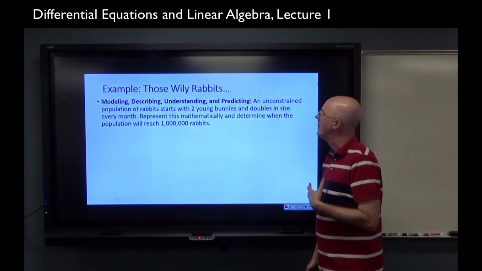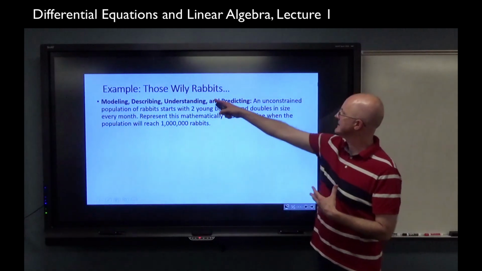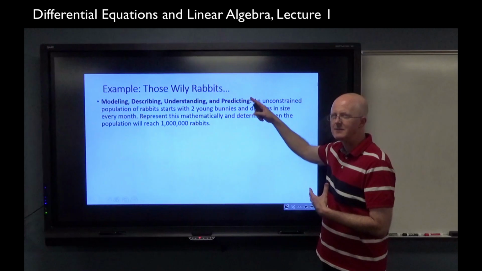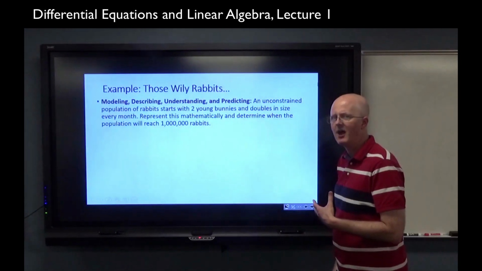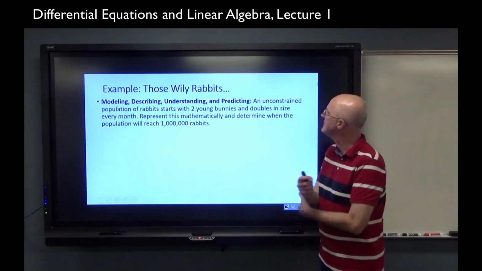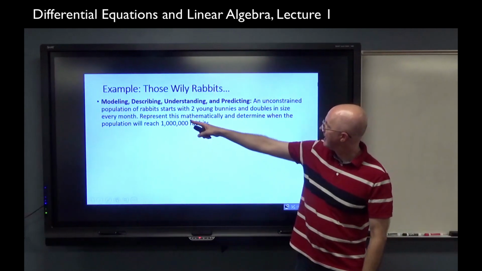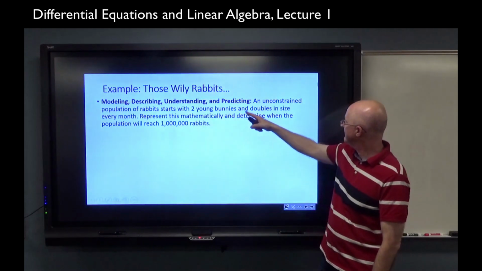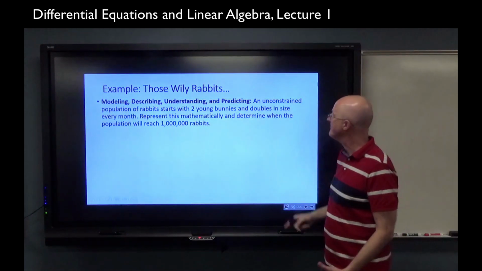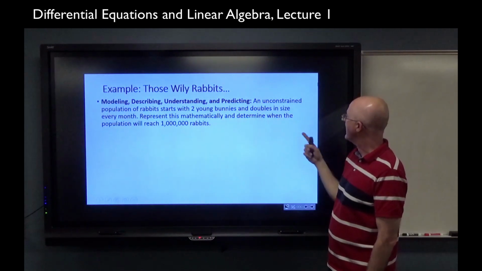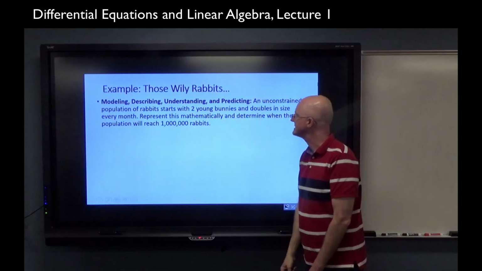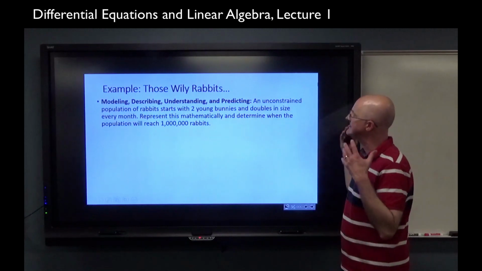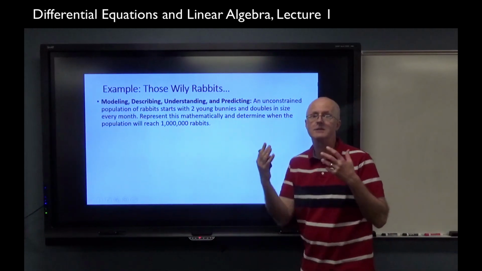Here we go. Modeling. By the way, that says those wily rabbits. Okay, and there's a little bit of relationship to Elmer Fudd and Bugs Bunny there, if you know what I'm talking about. Modeling, describing, understanding, and predicting. Remember our big theme. Here's the situation. An unconstrained population of rabbits starts with 2 young bunnies and doubles in size every month. Does that really happen? I don't know, I just made it up.